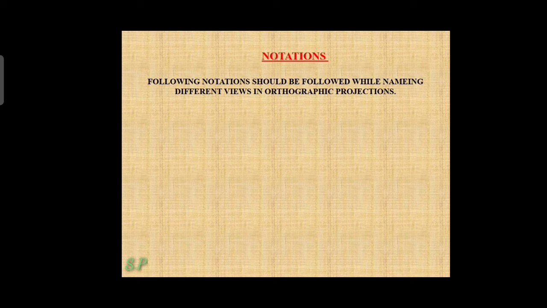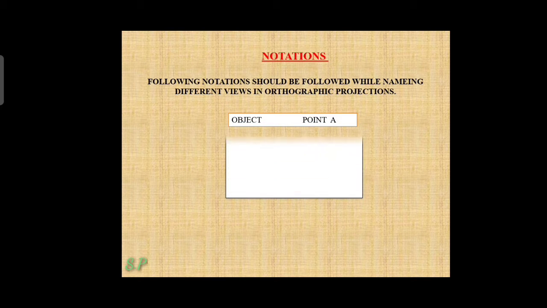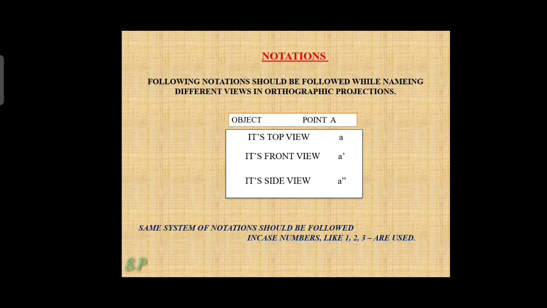In the projection of points and lines, the notation is very important. The following notations should be followed while naming different views in orthographic projections. If the point is in the top view, you notate the point as A, B or C, or 1, 2, 3. If the point is in the front view, you notate it as A dash, B dash and C dash. If the point is in the side view, you notate it as A double dash, B double dash or C double dash.